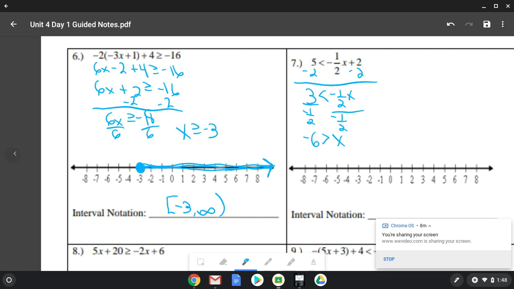We always said when you graph these, you got to make sure the variable's on the left. So we're going to flip this one more time. So it's a double flip, because we flipped it for the divide by a negative, and now we're going to flip it because the variable was on the wrong side. So now this becomes x is less than negative 6.